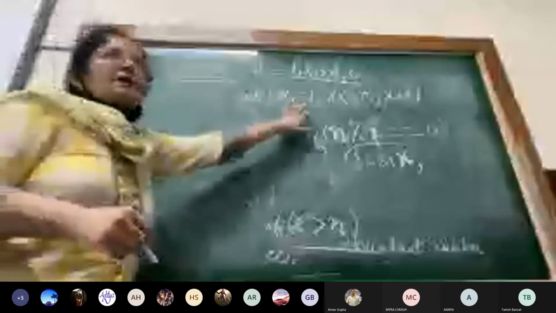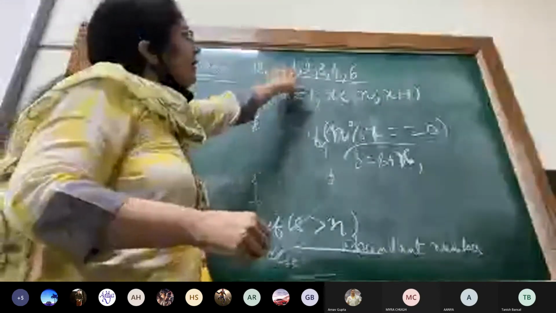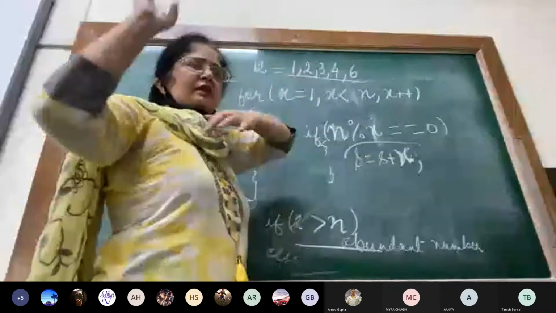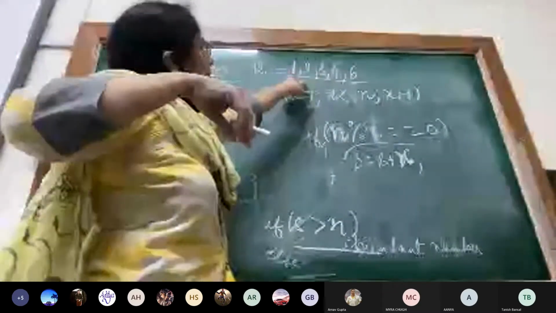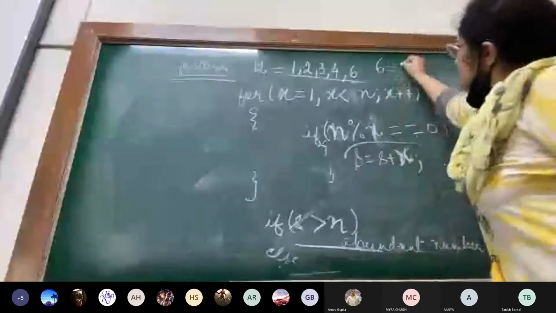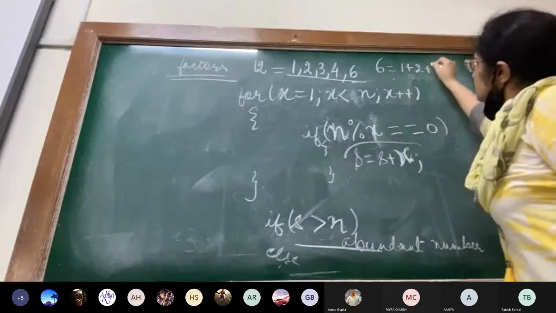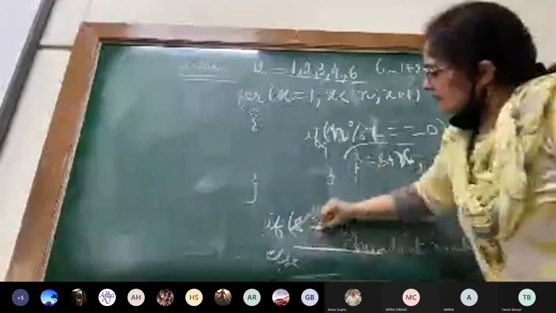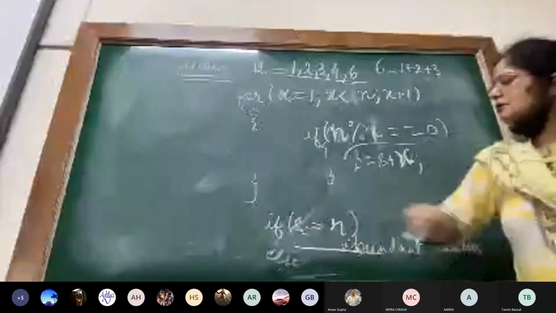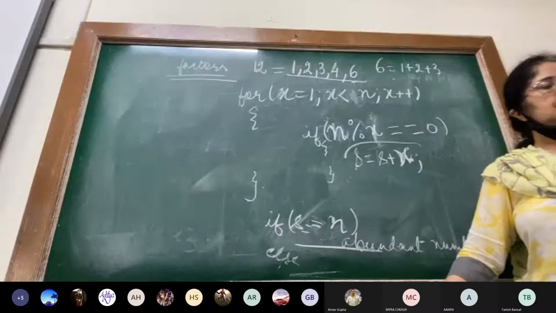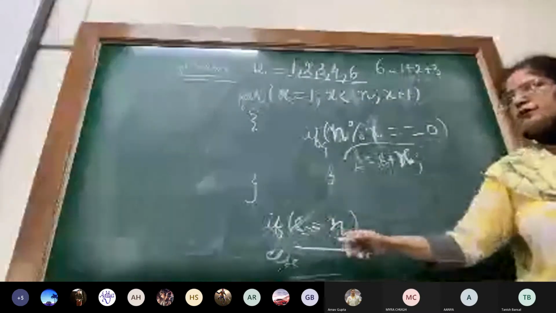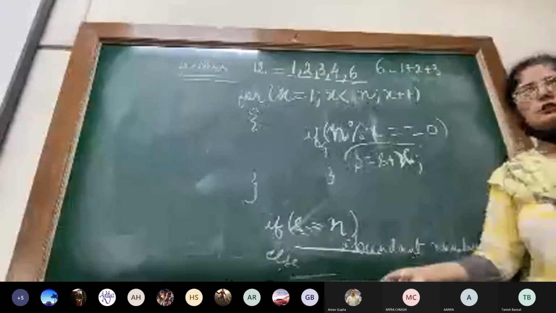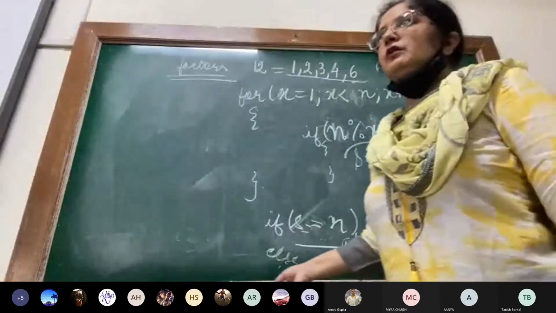Yes, if it is a perfect integer, then what will happen? 1, 2, 3, 4. That was in the video I had asked. So if it is a perfect integer, the number is 6. So 1 plus 2 plus 3 will be equal to n. Easy? Any doubt? If it is equal to n, it is a perfect integer, otherwise it is not a perfect integer. Any doubts on this?